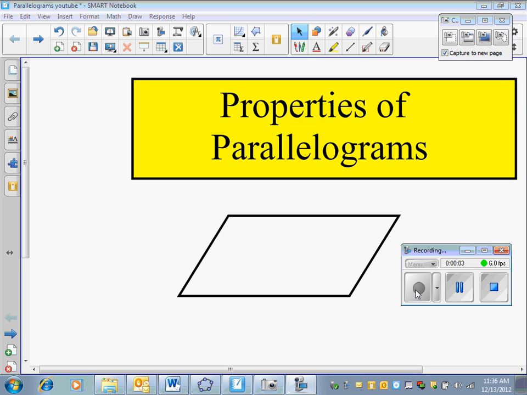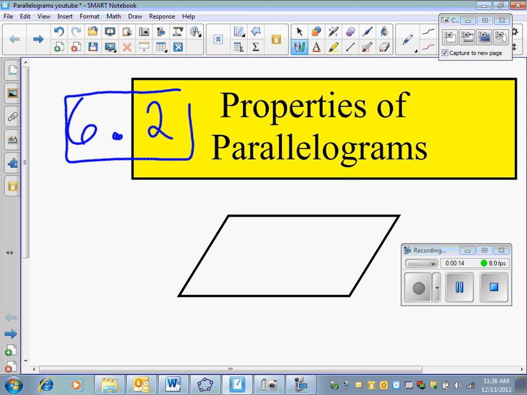Okay, welcome to Unit 6, Properties of Parallelograms. Let's take a look at this. This is 6.2 in your textbook. Okay.